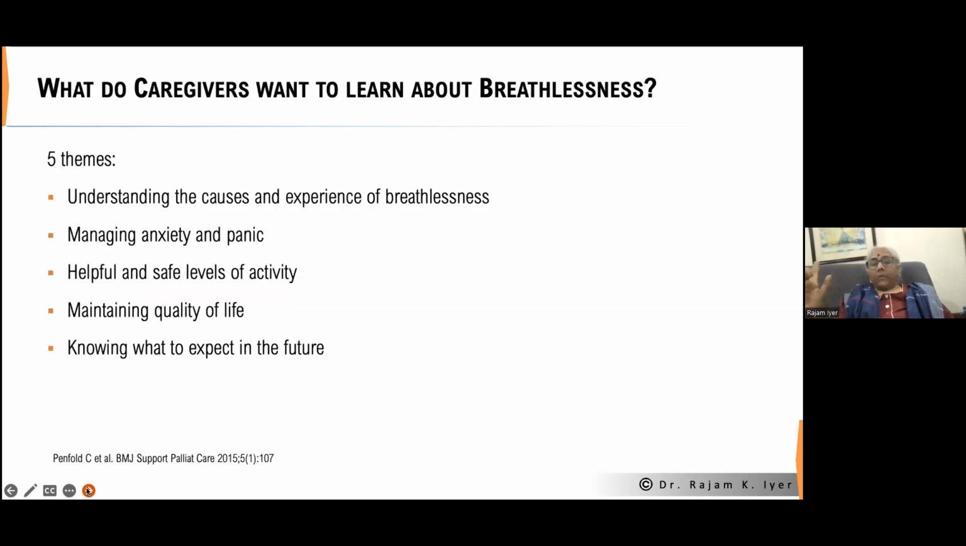Okay. And caregivers. Imagine the caregiver who's looking after a father with COPD for 15 years. The caregiver has no life. He's running to hospital, running to OPD, getting oxygen, cannot leave the house.